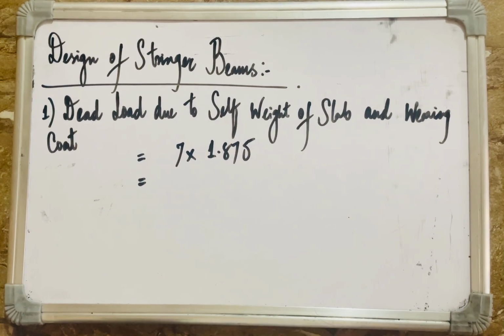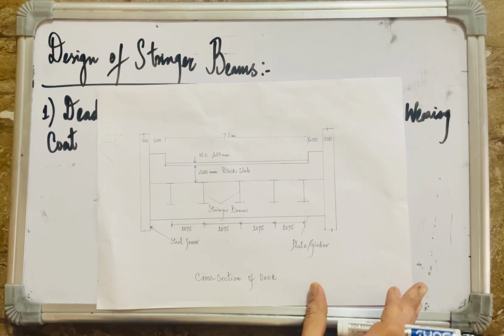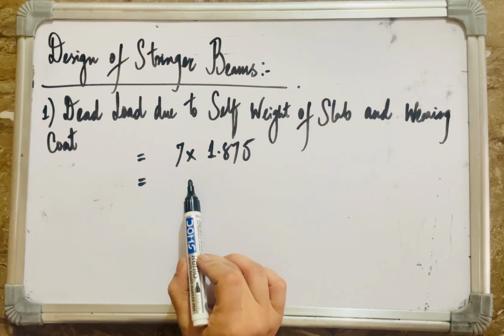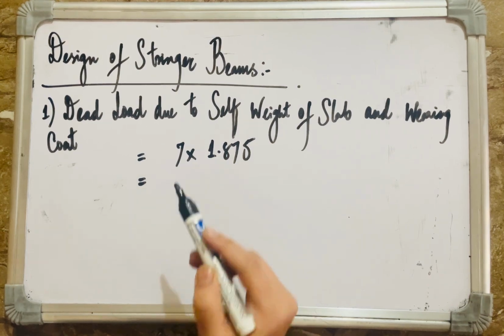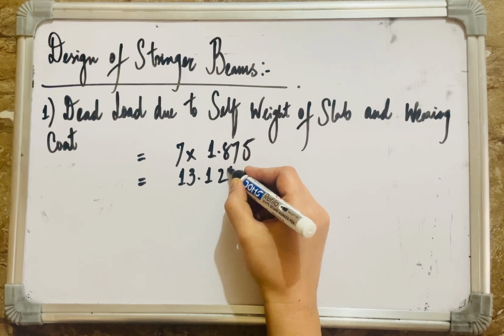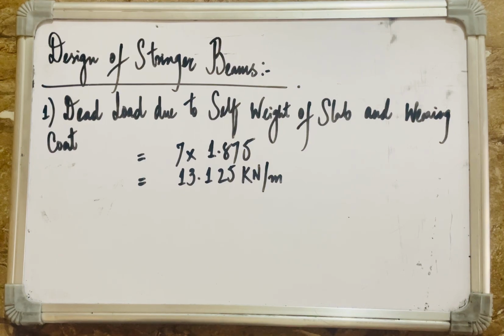You can see here, stringer beams are spaced 1.875 meters apart. So the dead load due to self-weight of slab and the wearing course will be equivalent to 7 multiplied by 1.875, which by calculations is equal to 13.125 kilonewton per meter. All right, this is the dead load due to self-weight of slab and the wearing course on the stringer beams that we are using in our steel truss bridge.